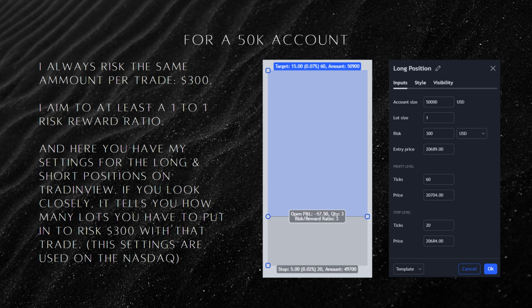I personally use the long and short positions on TradingView to measure how many contracts I have to use in order to risk those $300. You can adjust it to your preference by changing the amount that you are willing to risk. But for the companies that I use, that is okay.